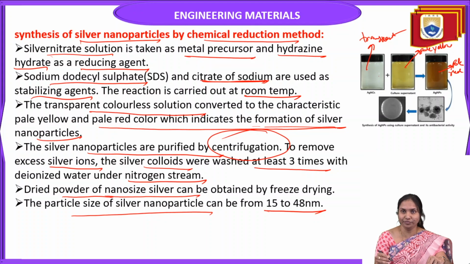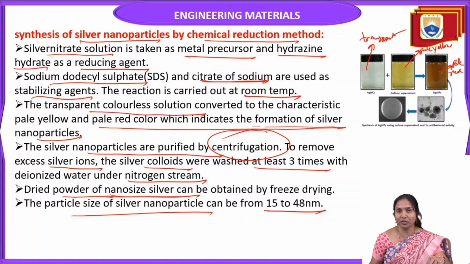Then, to remove excess silver ions and the silver colloids, we wash 3 times using distilled water under nitrogen stream. After that, the powdered nano-sized silver can be obtained by freeze drying. After drying, we get the dried nano-sized silver powder. The particle size of the silver powder can be 15 to 48 nanometers. So in this way, we can synthesize silver nanoparticles by this chemical reduction method.